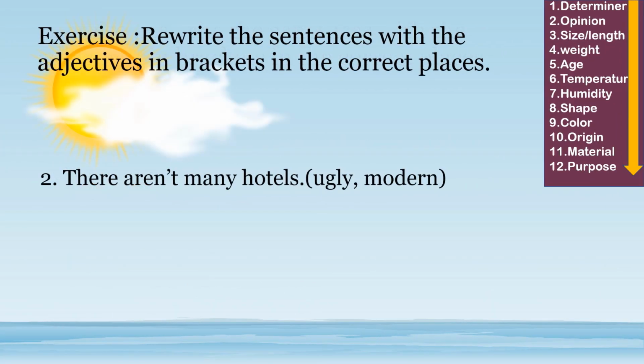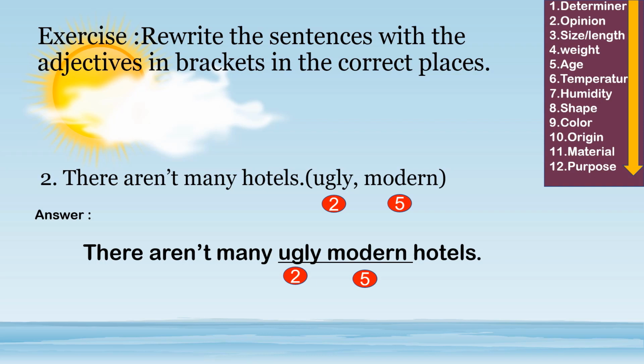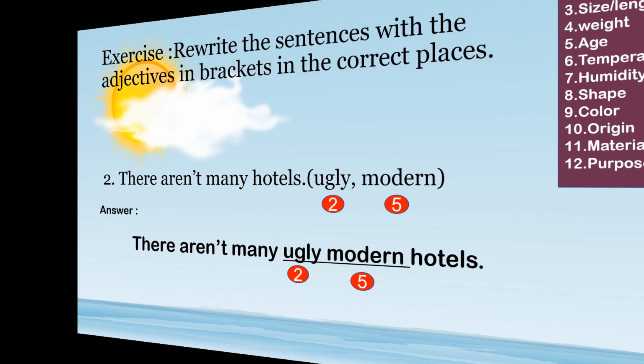Okay, let's try number 2. There aren't many hotels. Okay, the two adjectives in brackets are ugly and modern. So let's number these two adjectives based on the order of adjectives. Ugly is opinion, so it's number 2. Modern is age, so it's position 5. So we arrange them correctly. There aren't many ugly modern hotels.